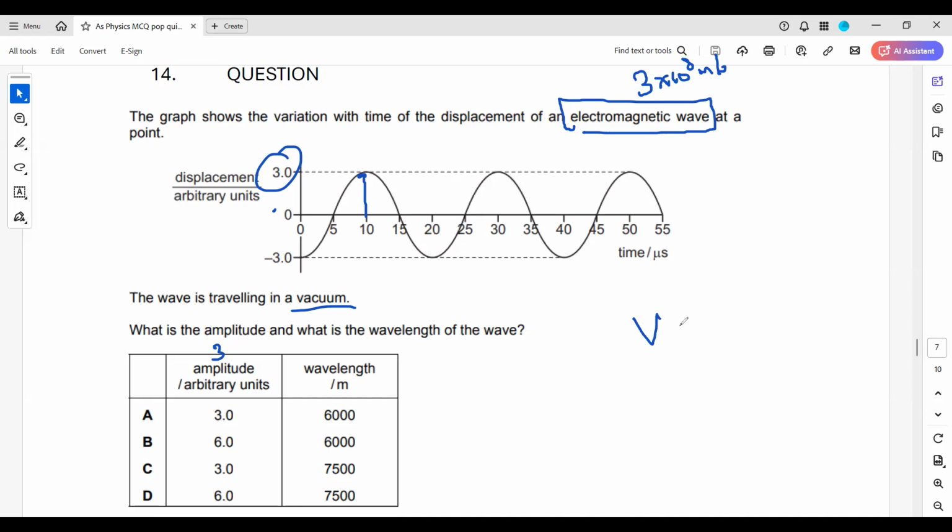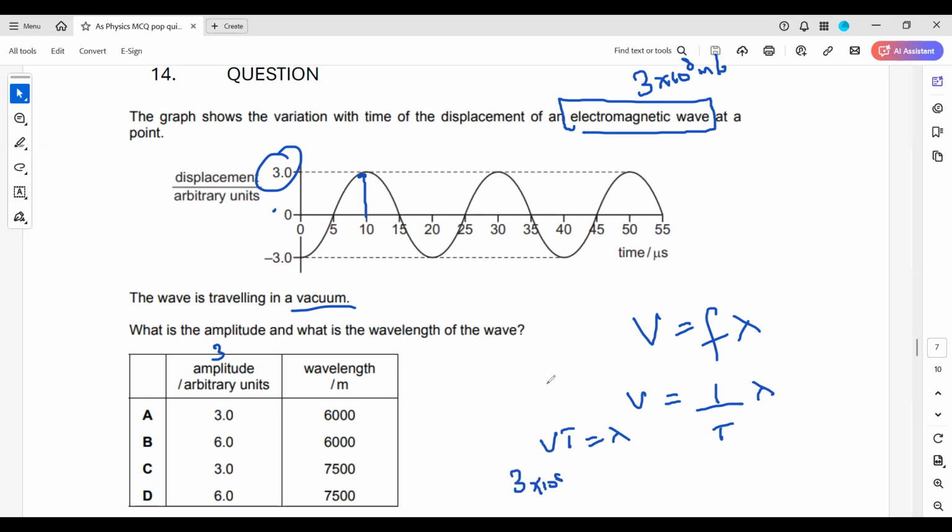We need the wavelength. So speed is frequency times wavelength, and frequency is the reciprocal of the time period. So I can say speed is 1 over time period, times wavelength. The time period is divided on one side, multiplied on the other. So speed multiplied by time period is equal to wavelength. The speed of the wave is 3 times 10 to the 8.